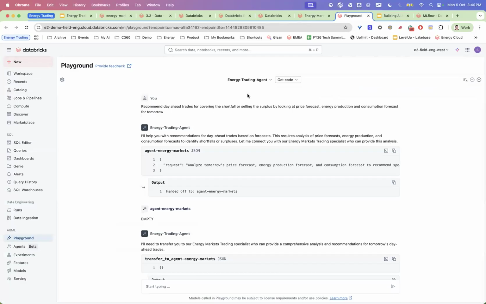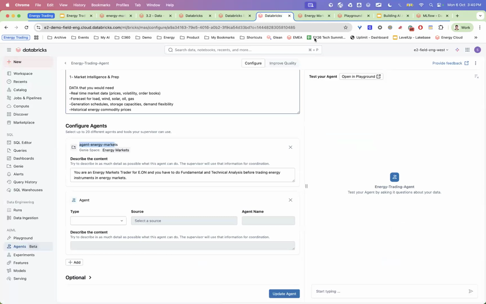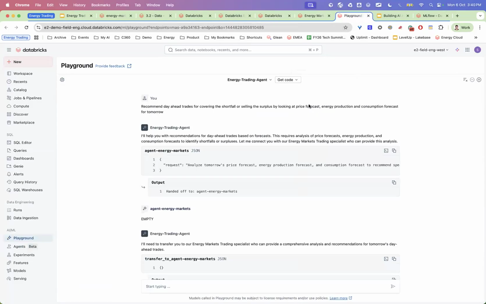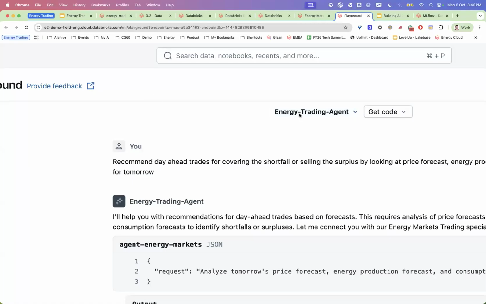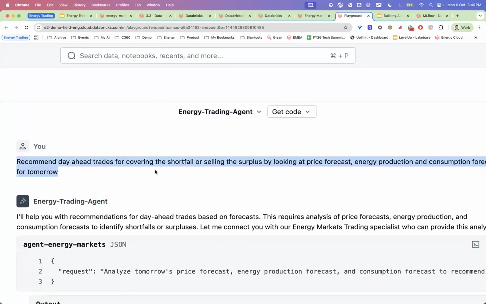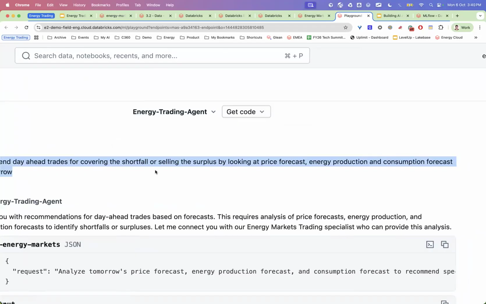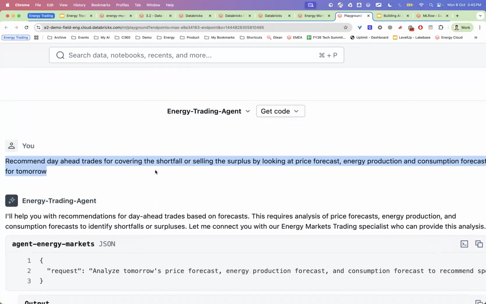Now, with the agent orchestration, or the multi supervisor agent, you would have access to all the insights, right from production to market analysis and energy trading. You can now communicate with the agent in a natural language interface. Here it looks like I have a playground, so I'm just chatting with the agent and I ask it to come up with day ahead trades, telling me if there is a shortfall or a surplus, how much I should buy or sell, and to come up with a strategy.